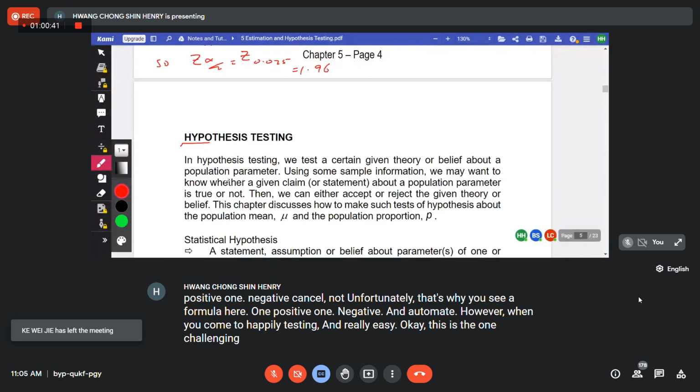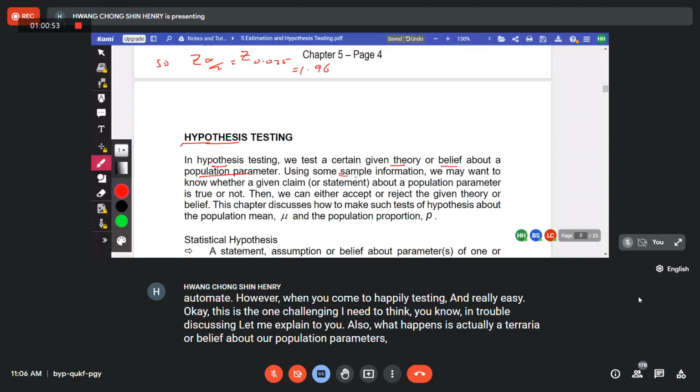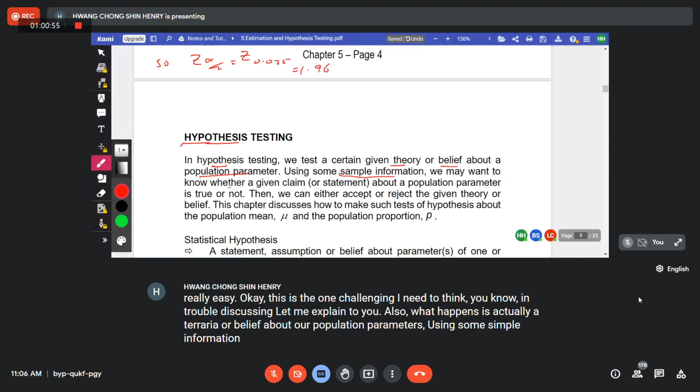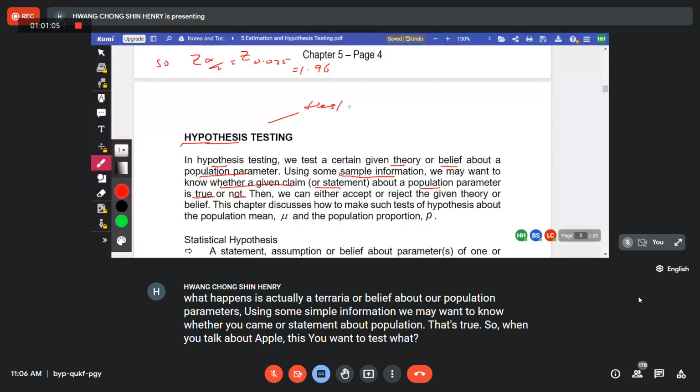I need you to think. In hypothesis testing, let me explain what the word hypothesis means. Hypothesis is actually a theory or belief about a population parameter. Using some sample information, we may want to know whether a given claim or statement about a population parameter is true or not. So when we talk about hypothesis testing, we want to test what? Test theory or belief.